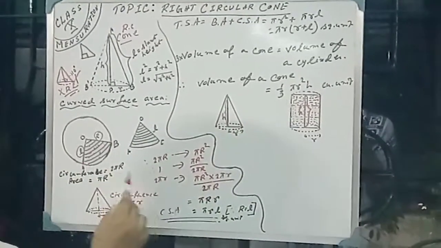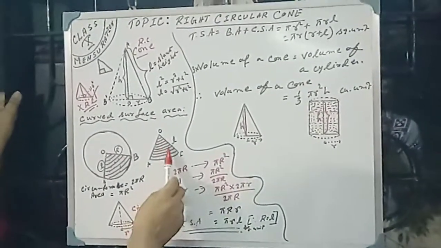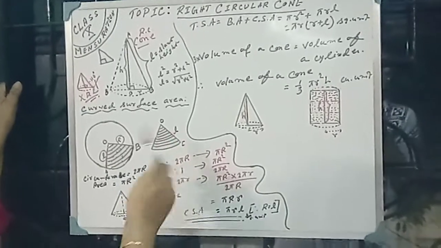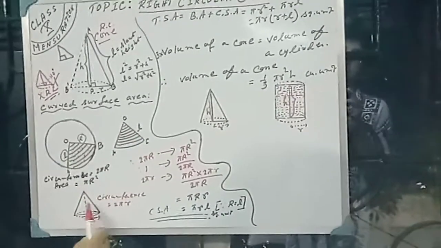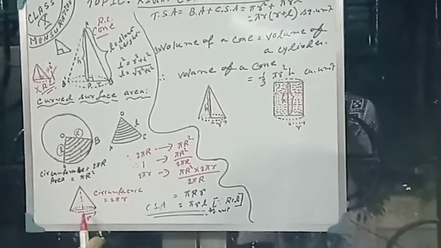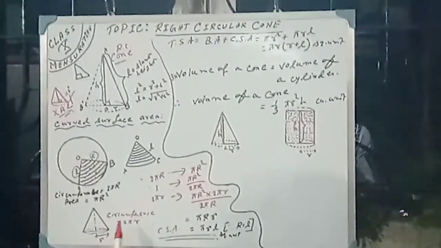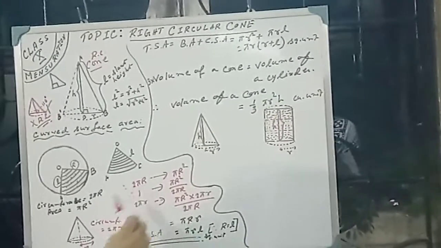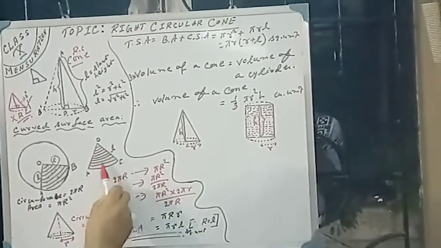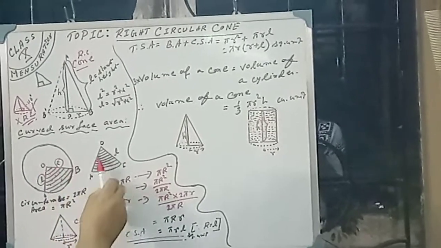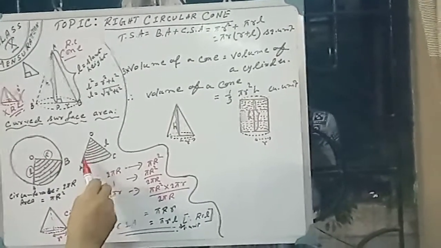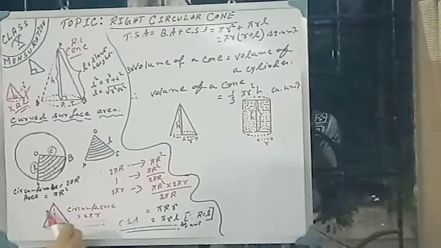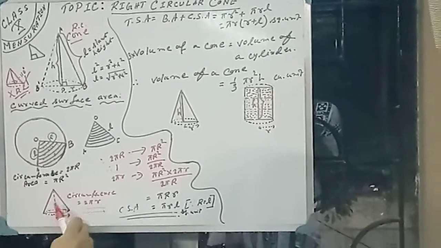Now when this particular sector is formed into a cone, let the radius of this new cone be small r. So what is the circumference of this base? This will be 2 pi small r. Now if we find the sector area of this circle, this sector area is equal to the curved surface area of the cone.